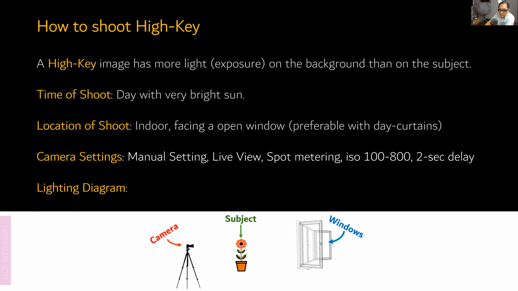Now, of course, your camera setting, you can go on manual mode. Manual as in you control your aperture and your shutter. You can still have autofocus to focus onto your subject. You can work on live view, spot metering, ISO 100 to 800. And because you may end up working with a slow shutter speed depending on your lens, you may want to set a 2-second delay.